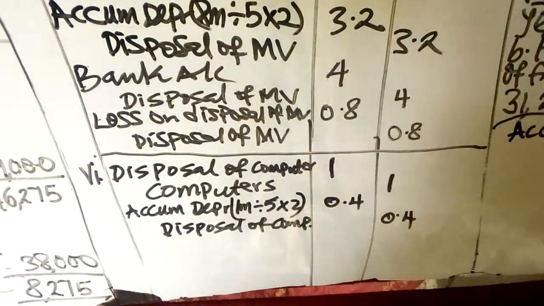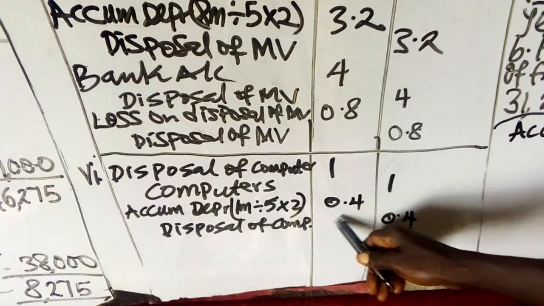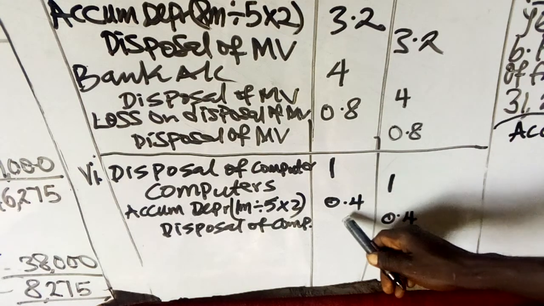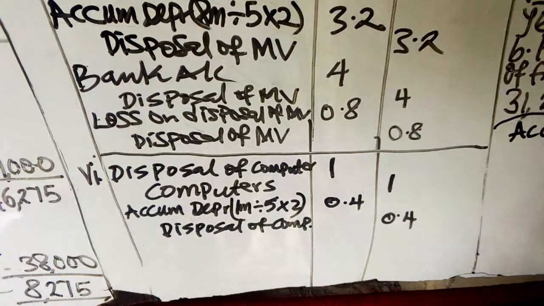Then, I've told you that you will need to recognize profit or loss on disposal. To calculate the profit or loss, cost less accumulated depreciation will give you the current amount. 1 million minus 0.4 gives us 0.6 million. That 0.6 million represents the current amount. Nothing was recovered from the disposal of this computer, so the proceeds are zero. 0.6 minus 0 will still be 0.6. So now, this computer is disposed of at a loss.